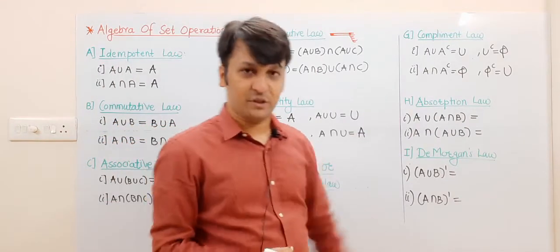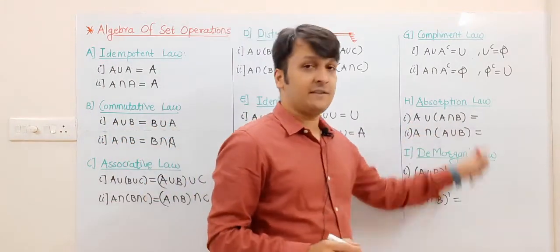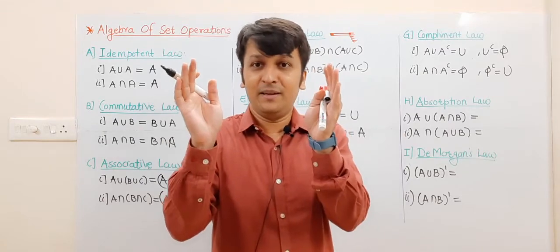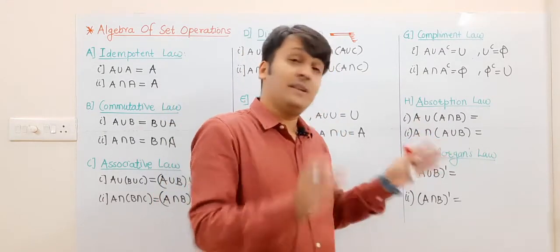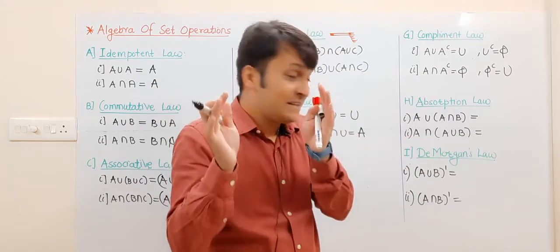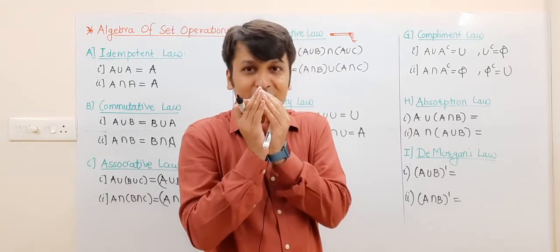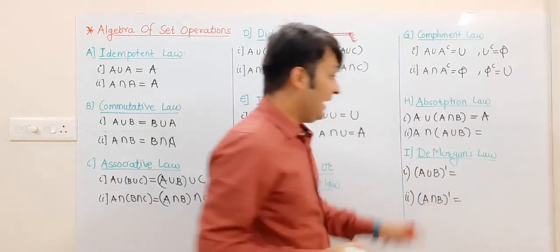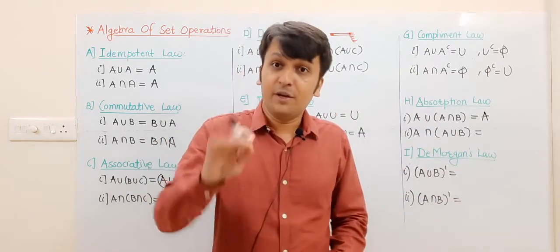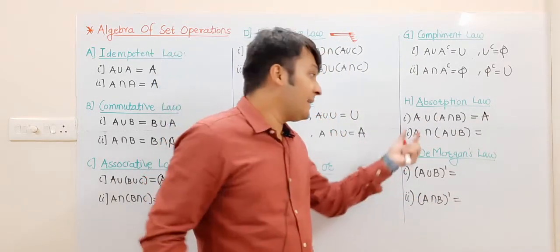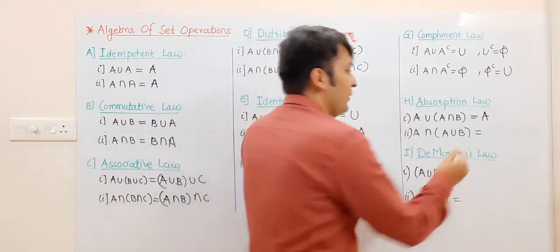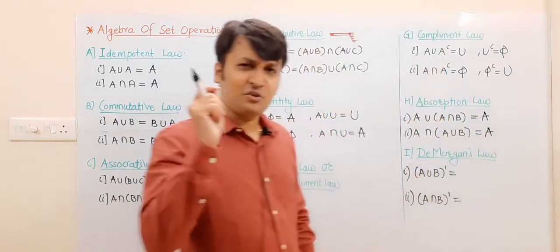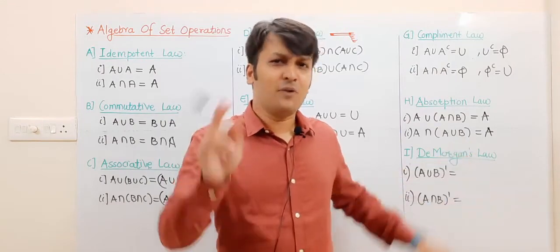Again, next absorption law. A union A intersection B. I have A intersection B in union with A. So A intersection B will have a common part, correct or not? With A, it is going to be what? A itself. And A intersection A union B. So from A union B and A, I want the common section. That will be what? A. You can just draw these Venn diagrams. If you have doubt, you can ask me.